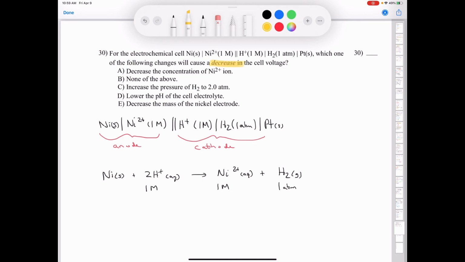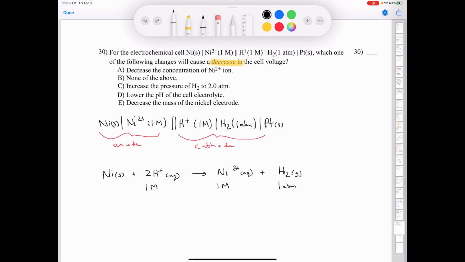Now it's asking me which one of these changes is going to cause a decrease in the cell voltage. Remember, if the reaction is spontaneous in this direction, the E cell is going to be positive. So if I want the reaction to go in the reverse direction, my E cell would be negative. Let's take a look at the possible answers. We'll start with A. If I decrease the concentration of the nickel 2 plus, that's going to be removing a product, which is going to push the reaction towards the products. So that is going to increase the cell voltage, not decrease it. It's going to make it more spontaneous in the direction written. So not A. We'll move on from there.